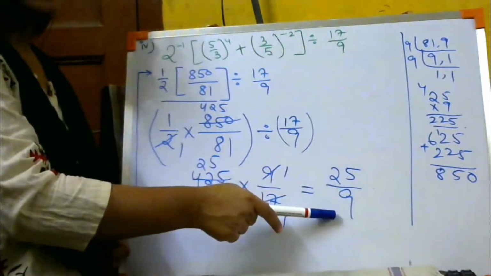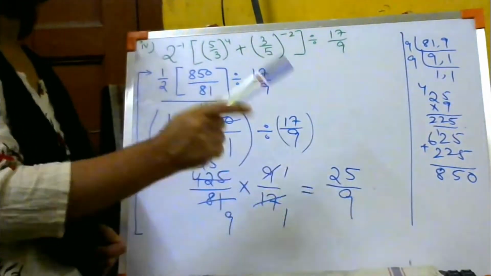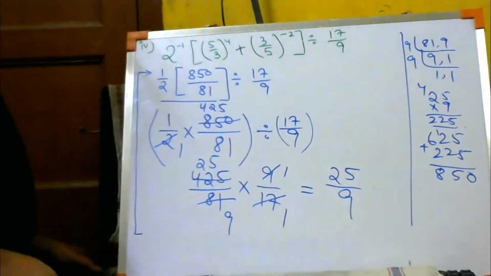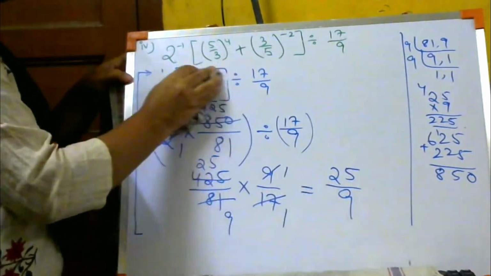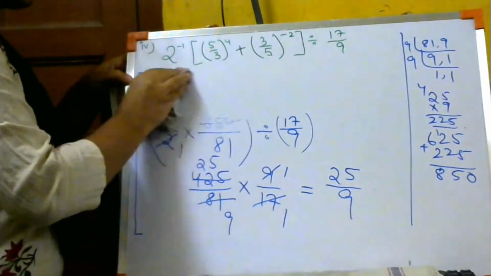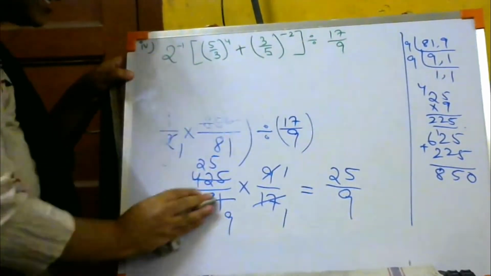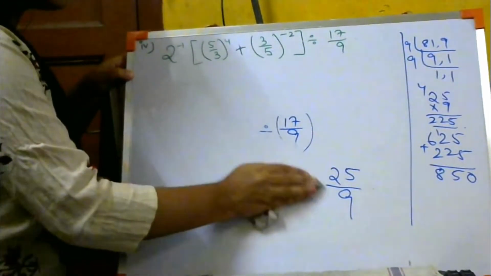So 25 and 9. Is it helping you? Is it resembling anything? It is coming anything in your mind that this number can be changed to someone's power? Think of it. Think in your mind that 25 and 9. Can I change it into any form of power or not?